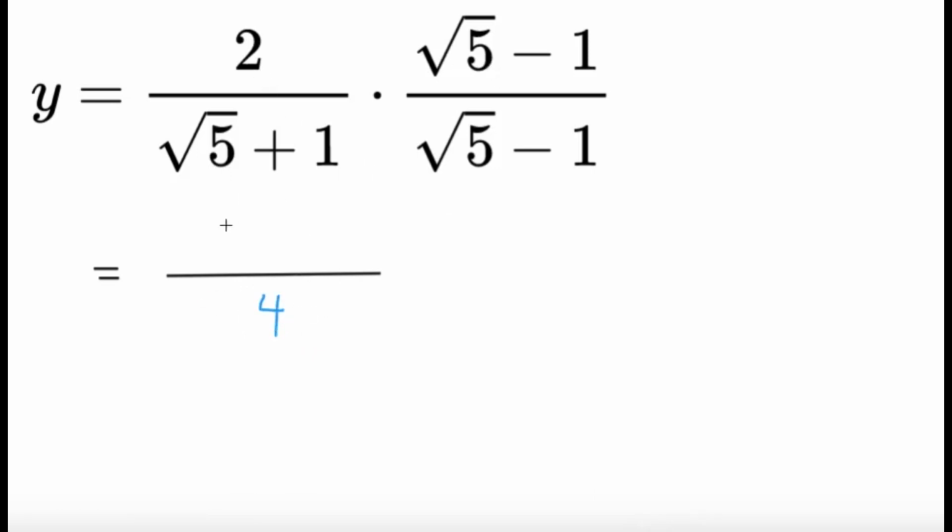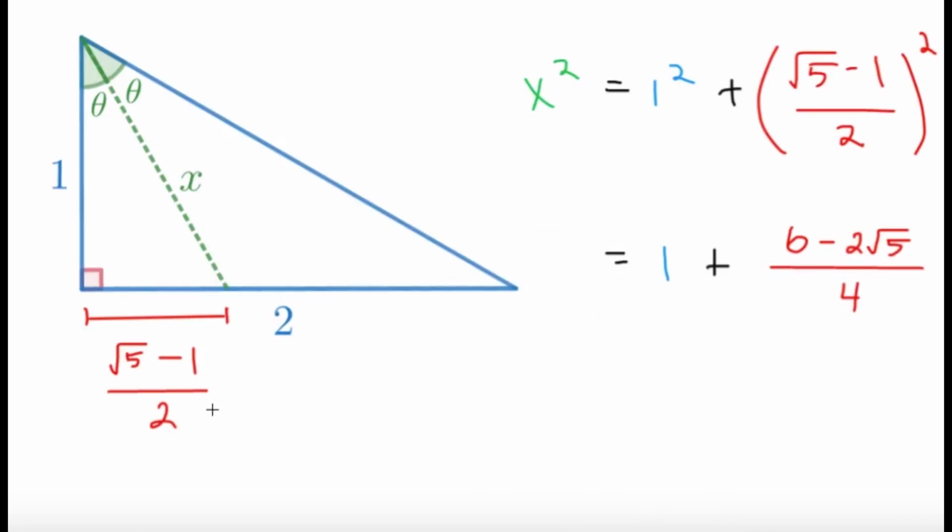And then in the numerator, we can write 2 square root of 5 minus 2. We can simplify this to be square root of 5 minus 1 divided by 2. That's going to be the rationalized, simplest form of the value of y. So we now have y to be this. As mentioned a while ago, we can get the value of x squared just by the Pythagorean theorem. So x squared would be equal to 1 squared plus this value of y squared that we got.